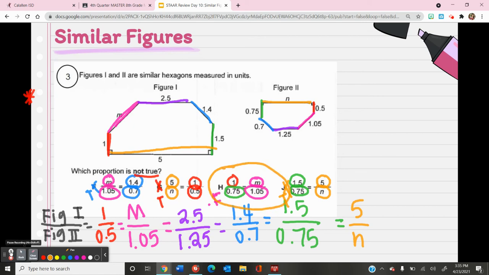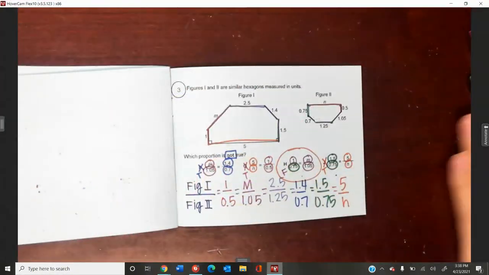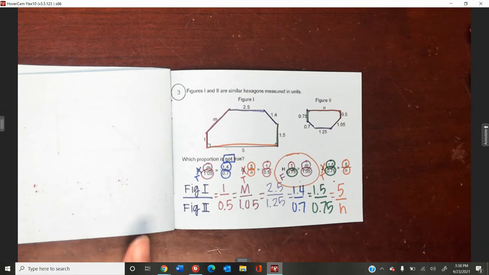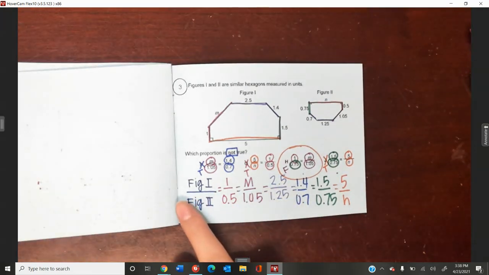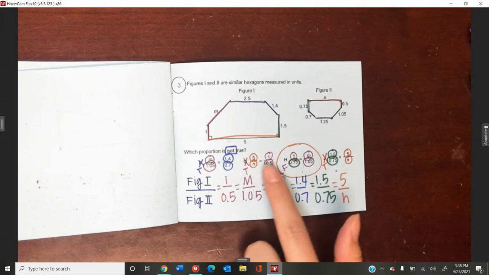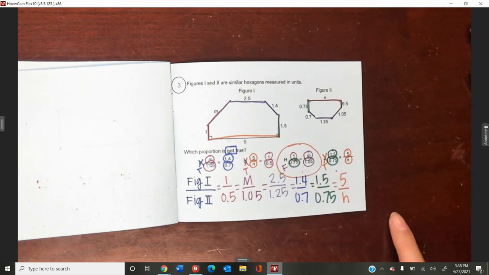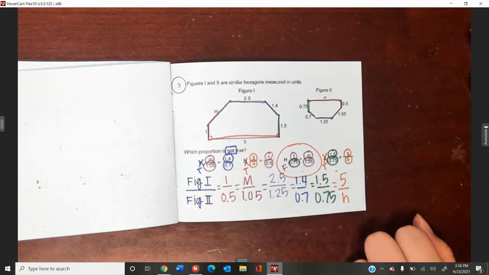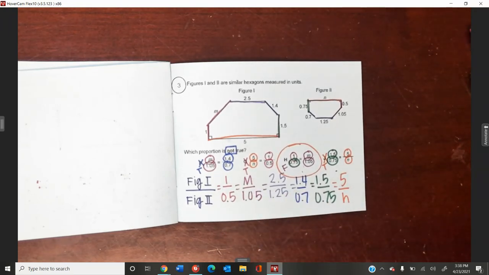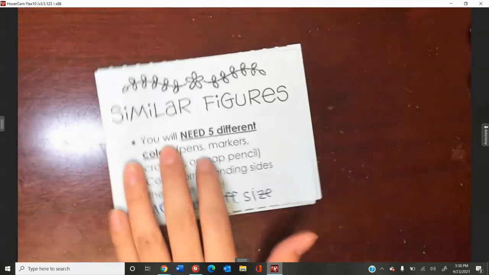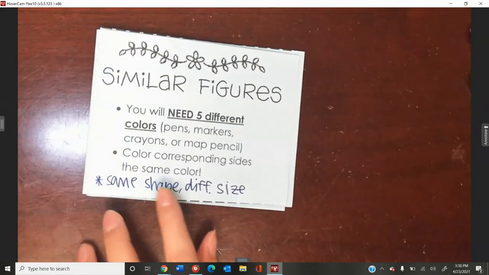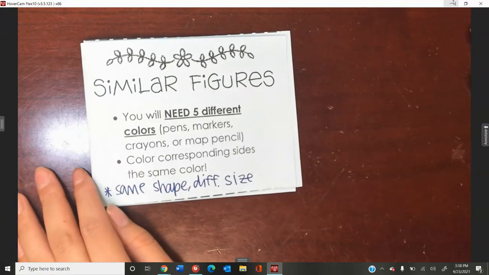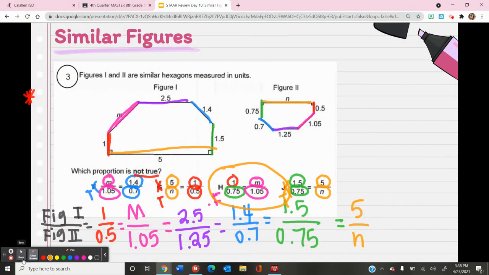Now going ahead and looking at your foldable, this is everything you should have written down for number 3. And again, that was similar figures. So you can either do it color coding your colors, or you can always write out your proportionality ratio, and you can see and check which ones are diagonal to each other. It's completely up to you on which one you prefer. But again, that was similar figures, and similar figures are the same shape but a different size. That being said, go ahead and make sure you've watched the other video and complete your assignment for the day.